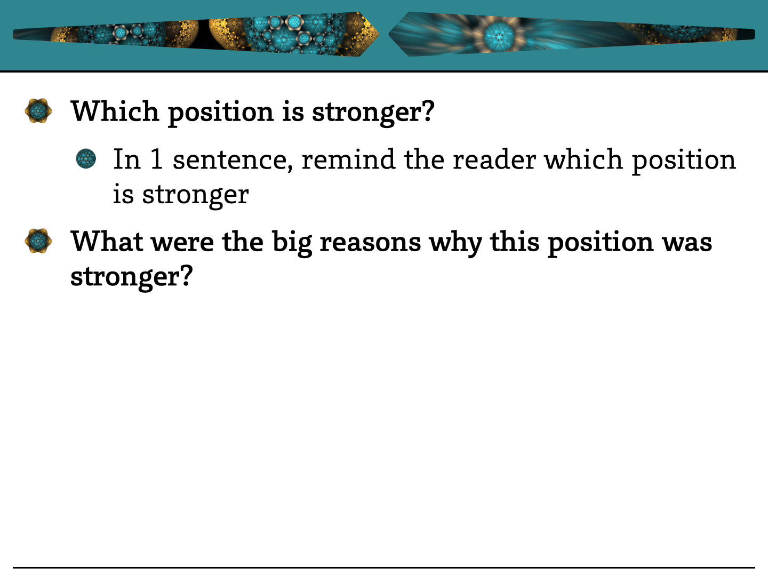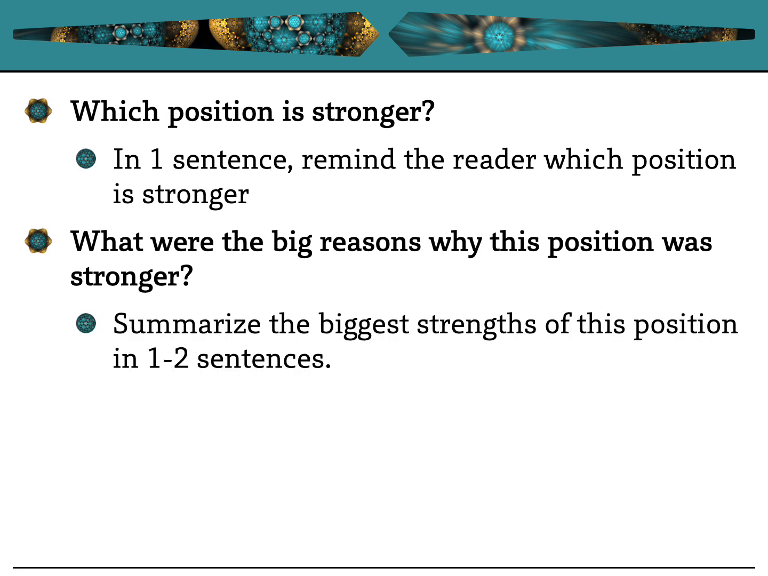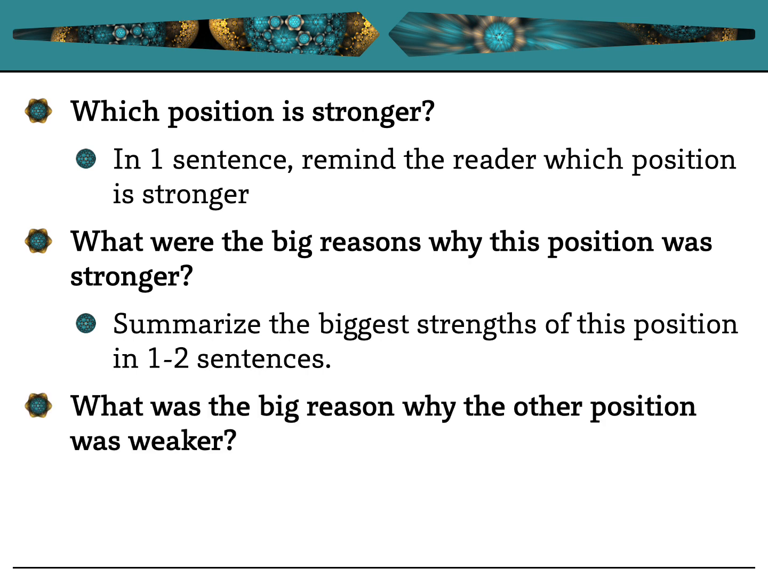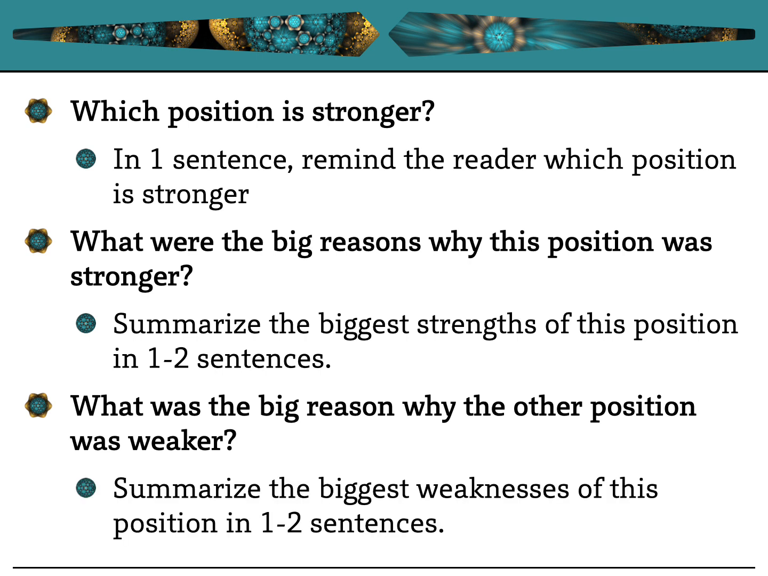What were the big reasons why this position was stronger? So summarize the biggest strengths of the position in 1 to 2 sentences. And then what was the big reason why the other position was weaker? Summarize the biggest weaknesses of this position in 1 to 2 sentences. And I would recommend you aim for 2 sentences in summary of each of the positions, because that way your conclusion would be 5 sentences long, and that's a good strong size for a conclusion. But if the best you can do is 1 sentence each, that's fine. 3 sentences is still a legitimate length for a paragraph.